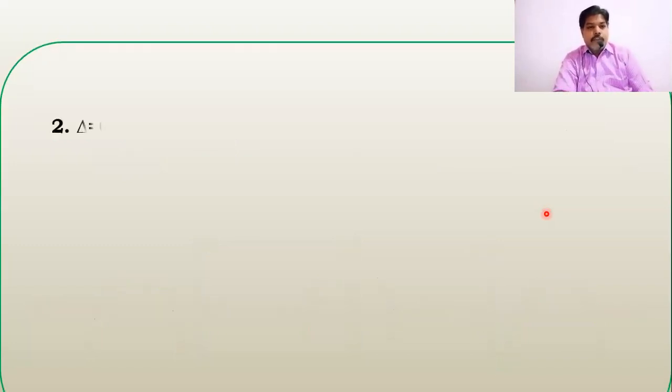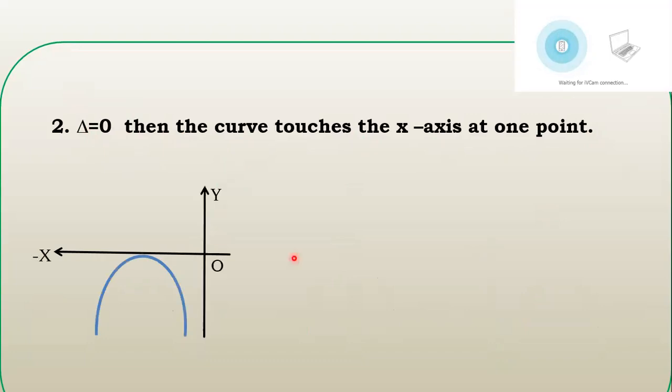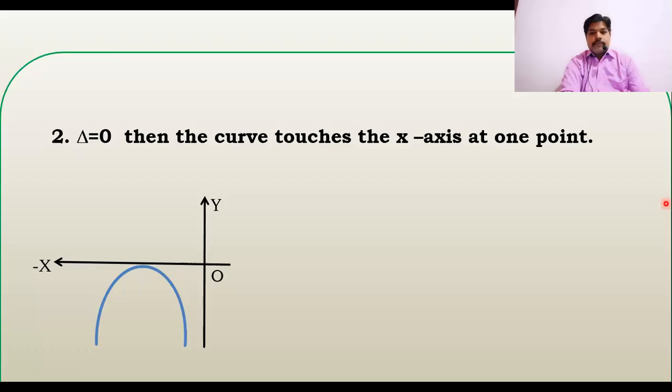Similarly, if delta is equal to 0, then the curve touches the x-axis at 1 point. Why? Because delta is equal to 0, the roots are real and equal. So in that case, you have only one root. In this case the curve will come like this. See students, if delta is equal to 0, the curve touches the x-axis at 1 point.